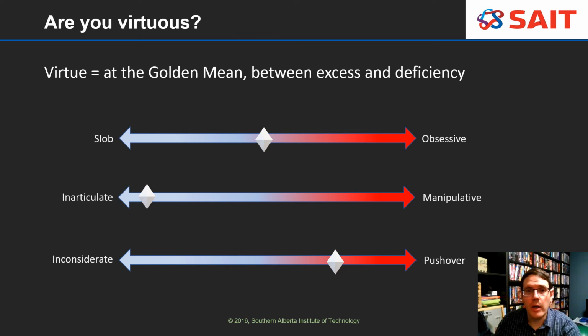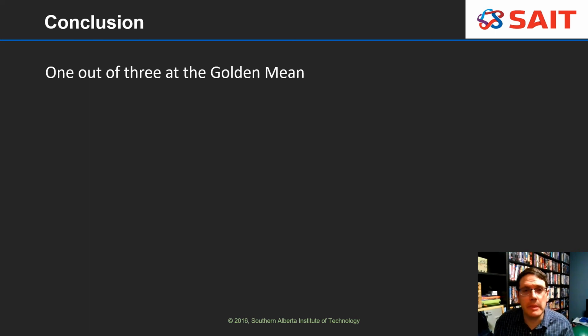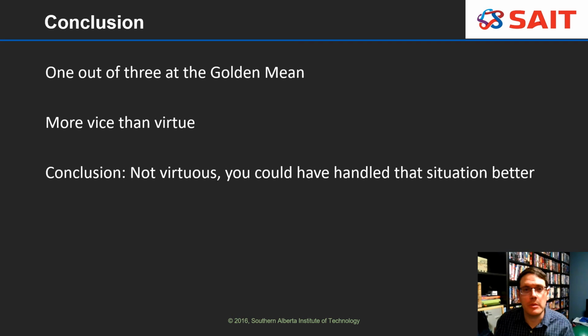So on these three central character traits to the scenario, here is how it seems your virtue looks. In conclusion, only one of the three character traits was at the golden mean. That means that you showed more vice than virtue. In other words, you have not been virtuous. You could have handled that situation better. You probably already knew that.